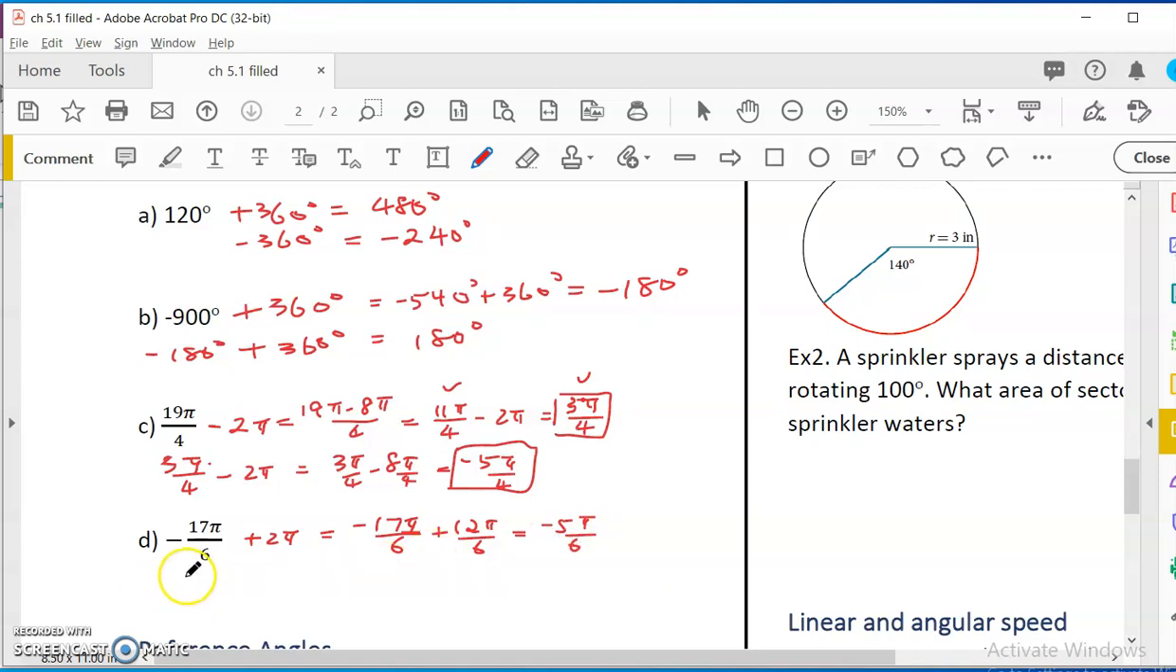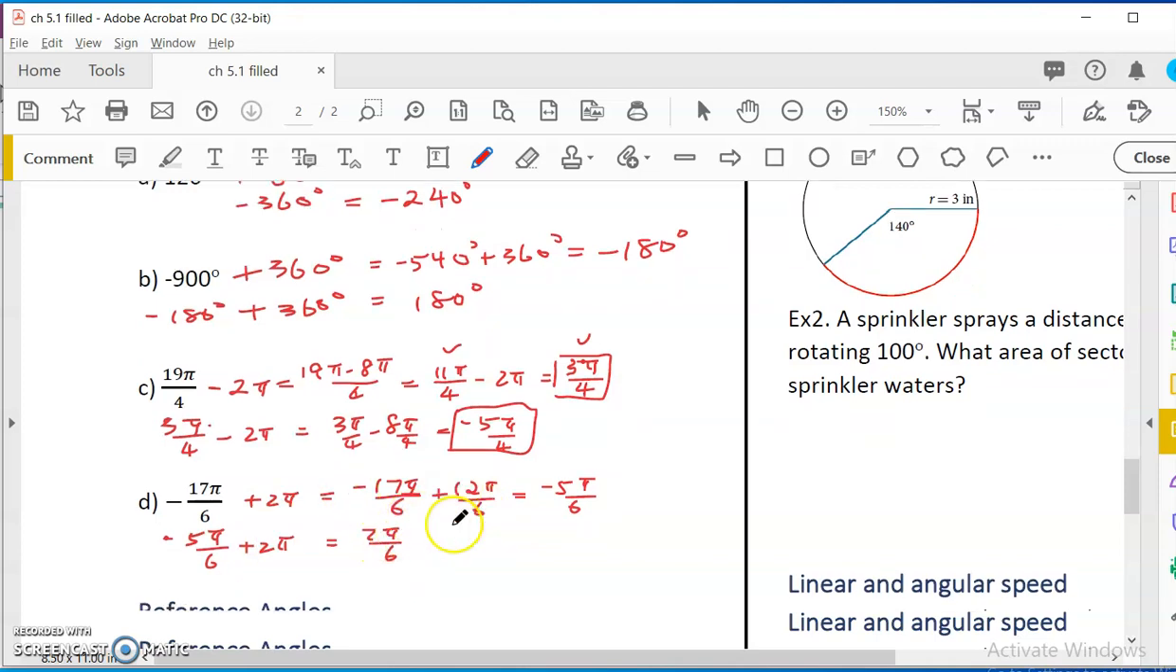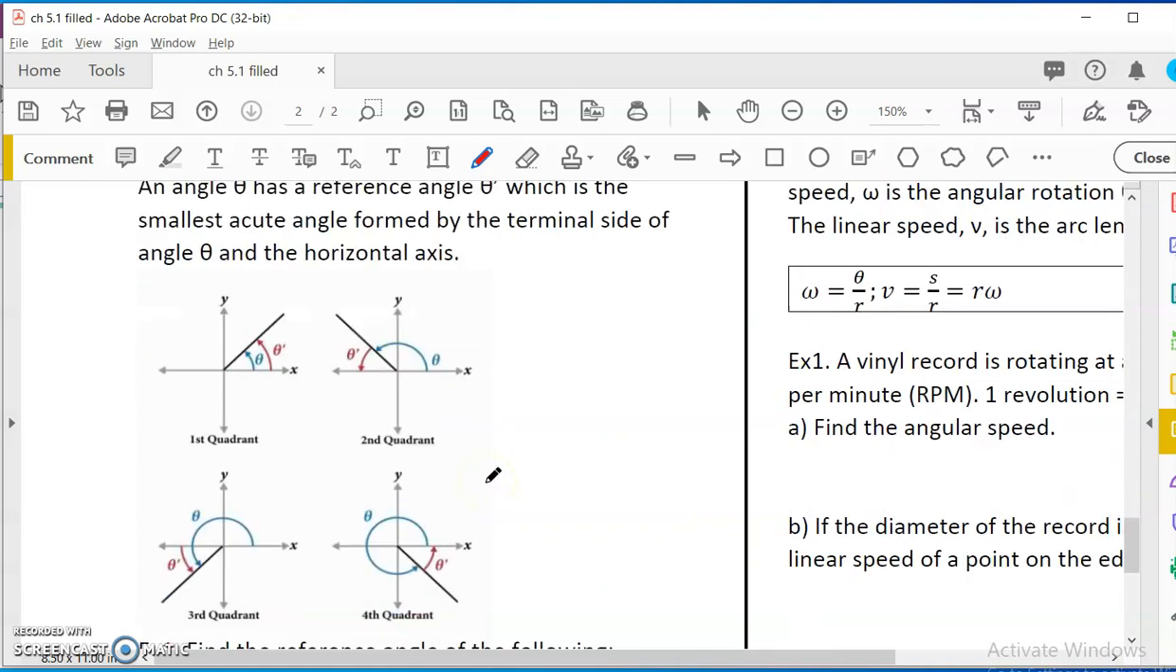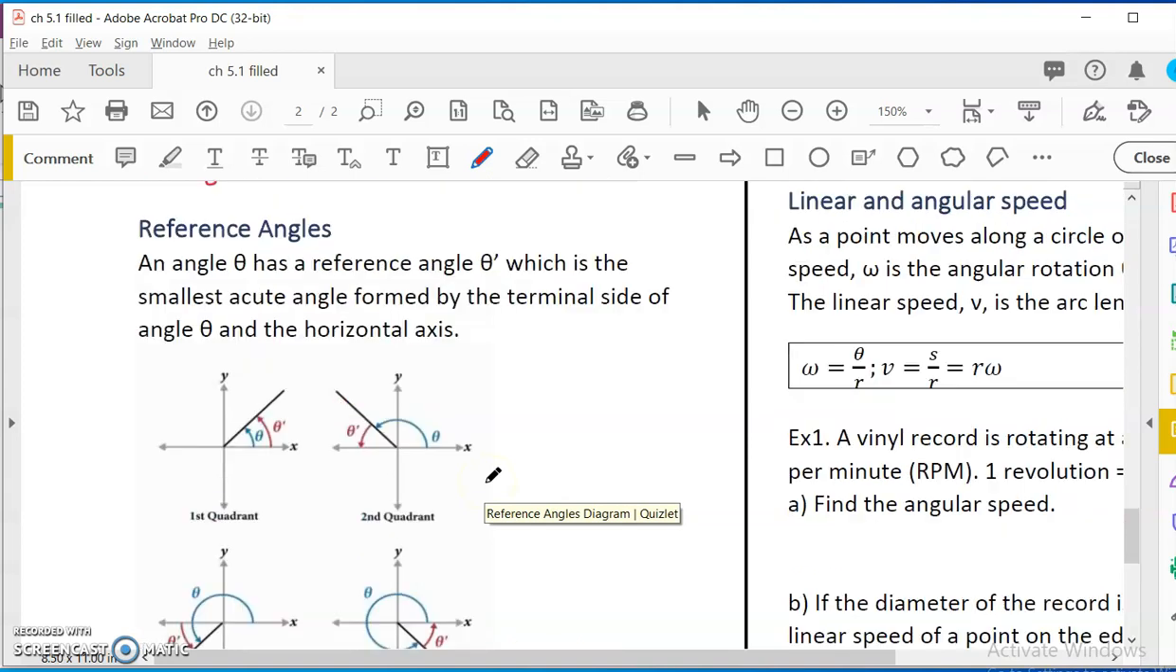So this is one answer that's negative. What if I want a positive? I'll just continue adding, right? Sometimes if you add 12 pi, you have 7 pi over 6. So that is one positive, one negative. If you want a positive, you just keep on adding 2 pi or 360. If you want a negative, you keep on subtracting until you have a negative.